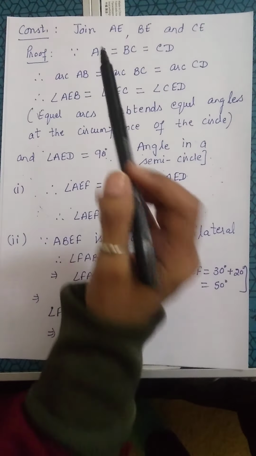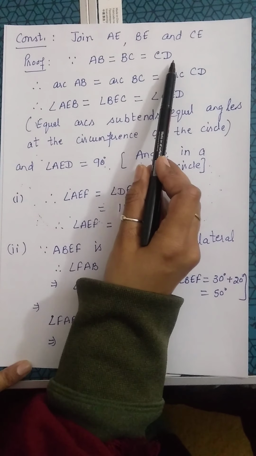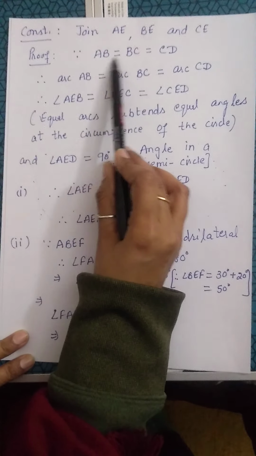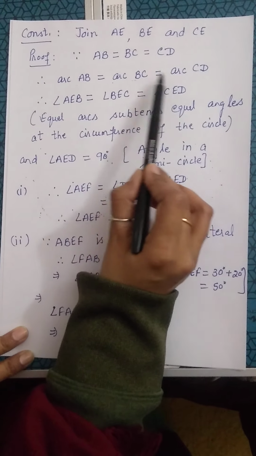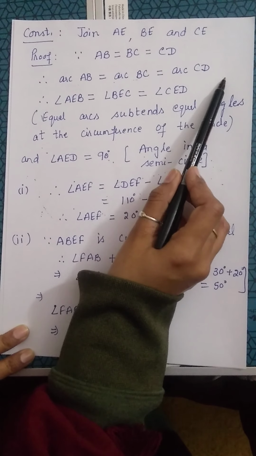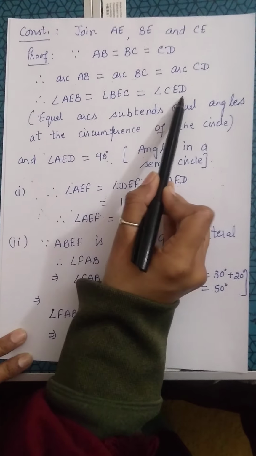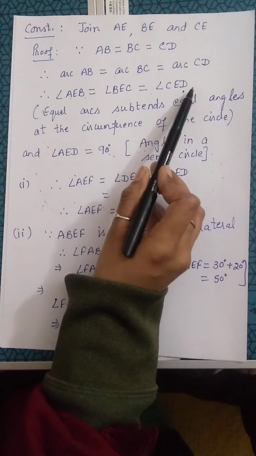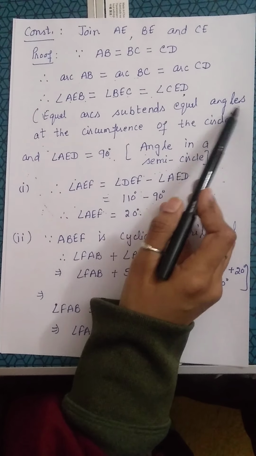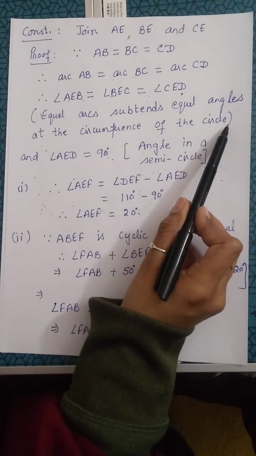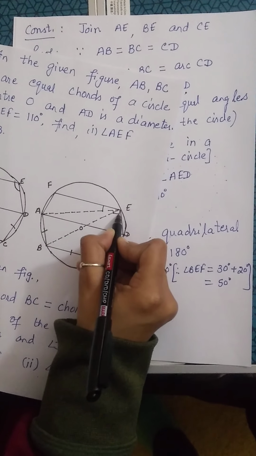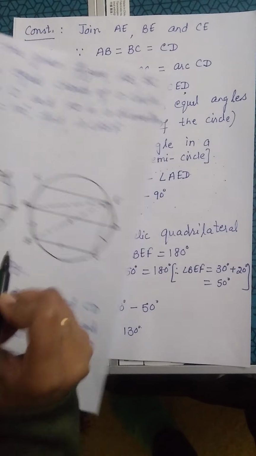Now in order to prove, let's start with this. Because AB is equal to BC is equal to CD, their corresponding arcs will also be equal. If these chords are equal, then the corresponding arcs are also equal, and if arcs are equal, then their respective angles will also be equal. Therefore, angle AEB is equal to angle BEC is equal to angle CED. Equal arcs subtend equal angles at the circumference of the circle. And angle AED is 90 degrees, angle in a semicircle.